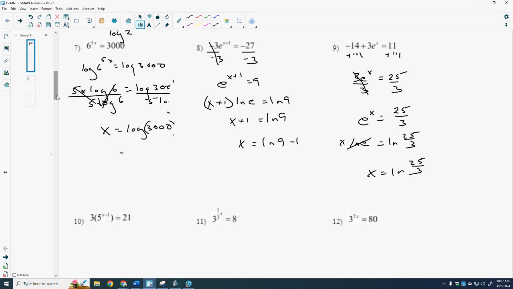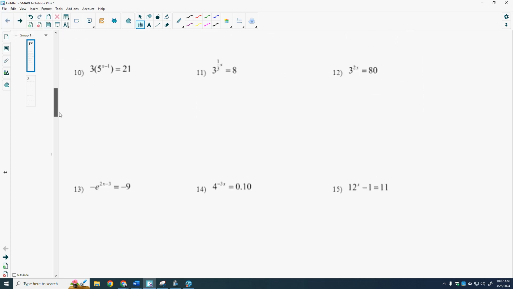Okay, 10. Divide by 3. Take the natural log of both sides, or common. Bring the x minus 1 in front. Ran out of room, wrote too close.